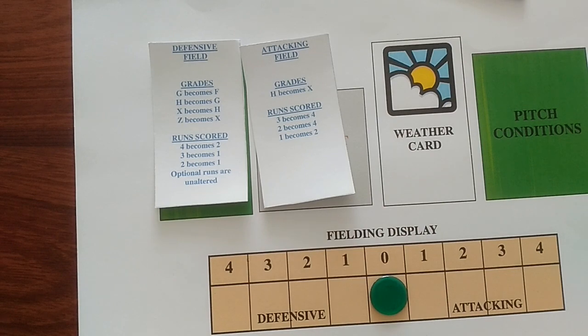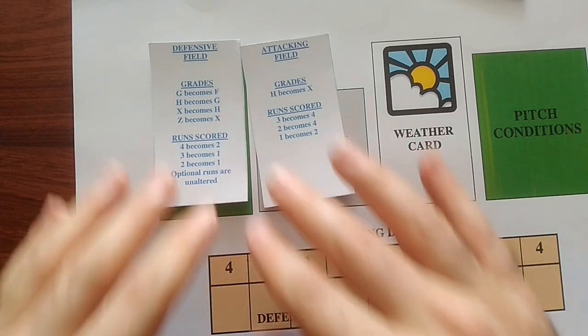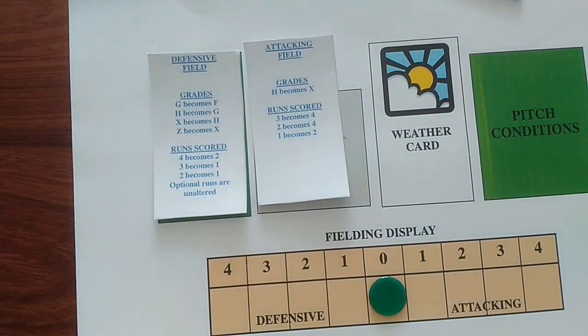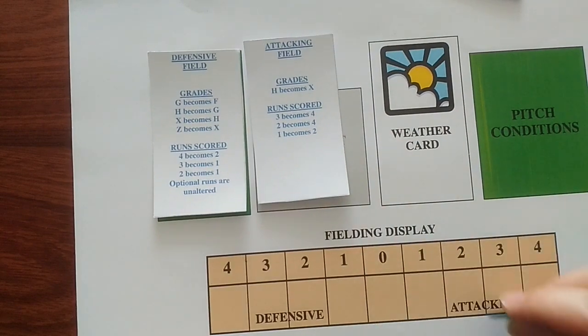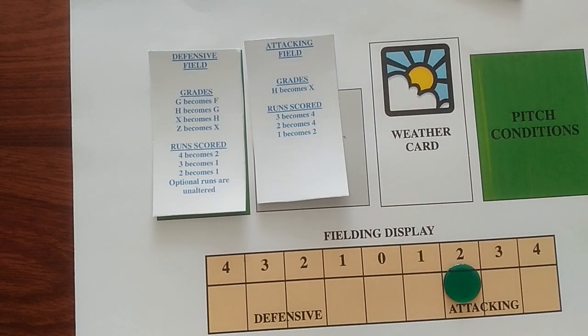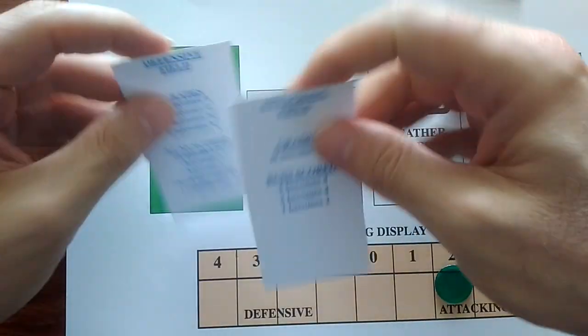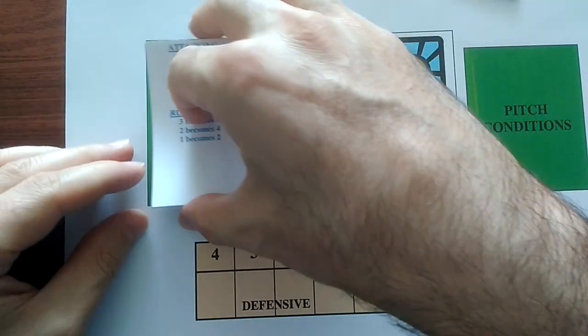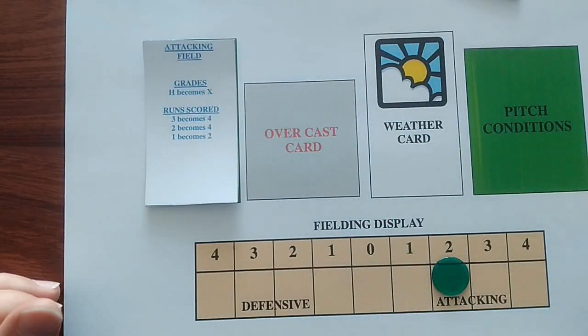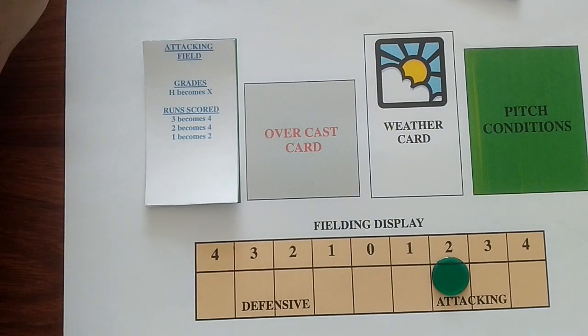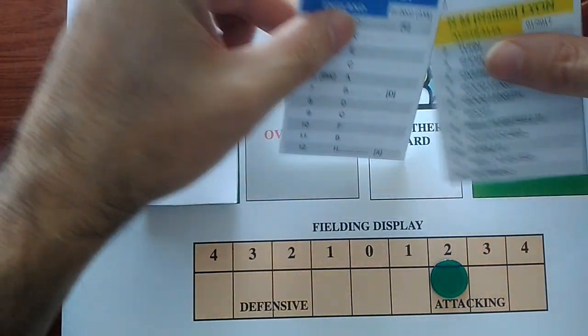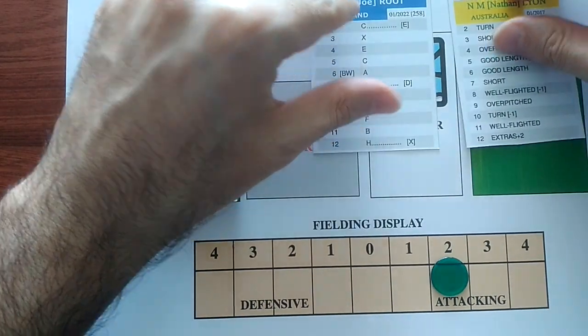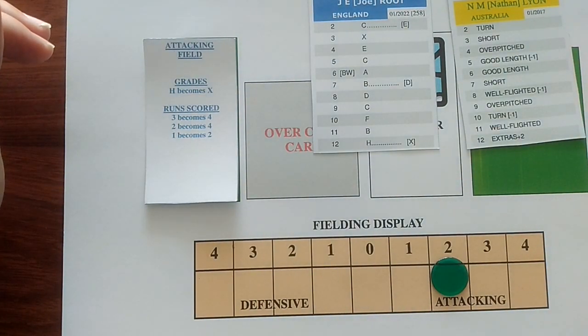Now, how do we bring these cards into play then? If we say we put down attacking field 2 here, how do we know when we've got to use these attacking field results here? Okay, so say for instance, we have Joe Root and Nathan Lyon, and we've got an attacking field 2. Now, we obviously roll all 5 dice.